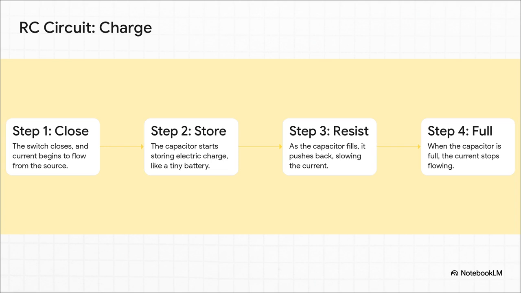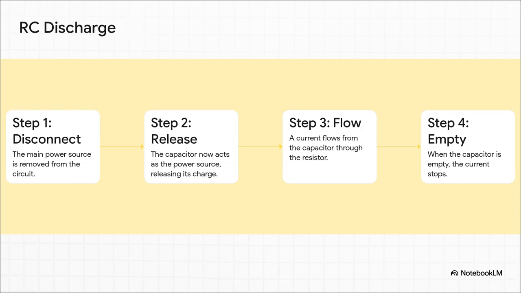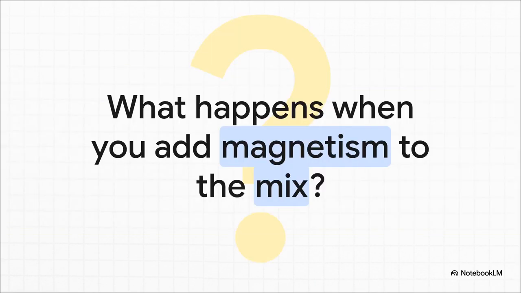And as that bucket, our capacitor, gets fuller and fuller with charge, it starts to push back against the flow, and the current slows down and down until it eventually stops. But what happens next is the really neat part. If we then disconnect the main power source, that charged-up capacitor suddenly becomes its own power source. It's like a little temporary battery. It releases all that energy it was storing, pushing a current back out into the circuit until it's completely empty again. This whole charge and discharge cycle, it's the basis for so many things, from timers in your microwave to filters in your stereo.